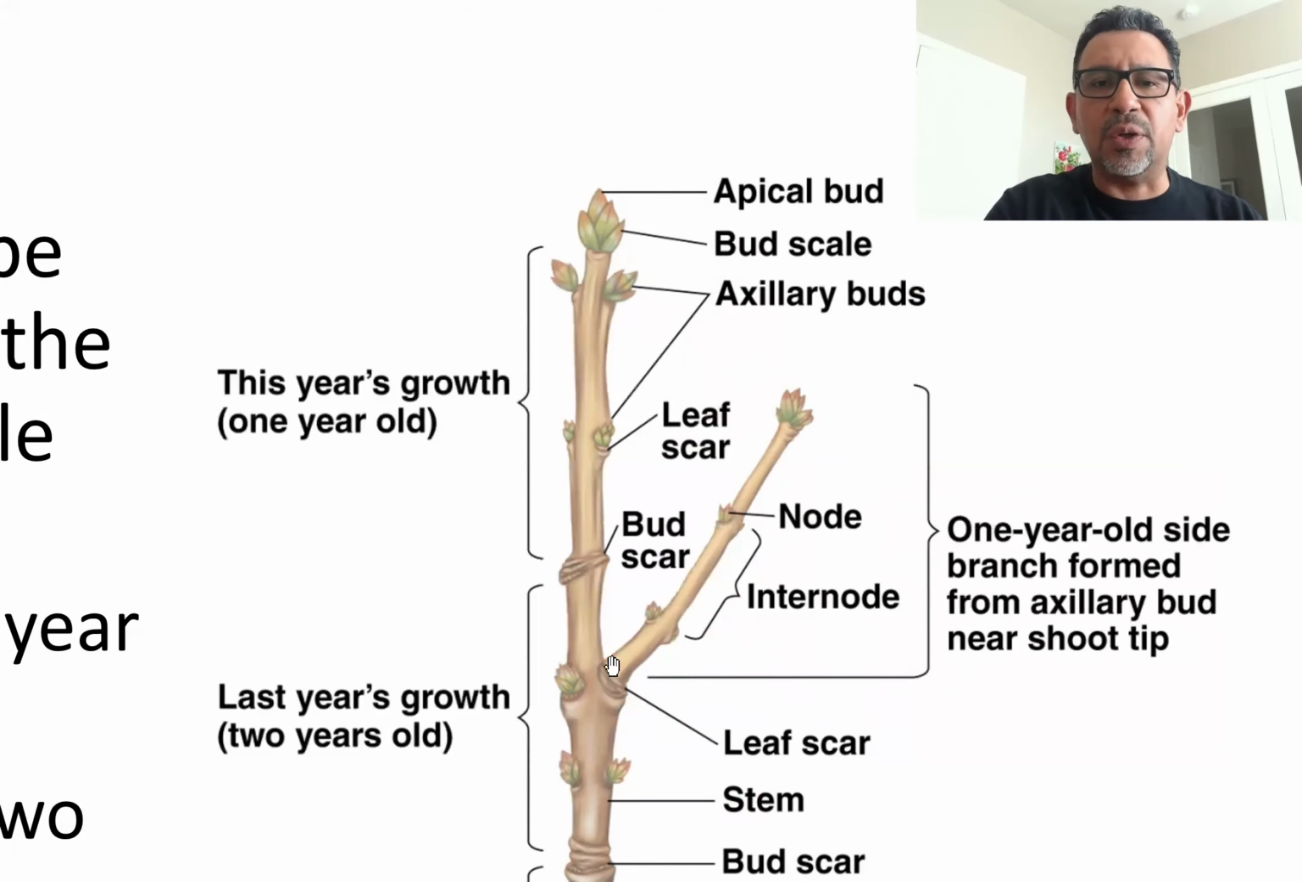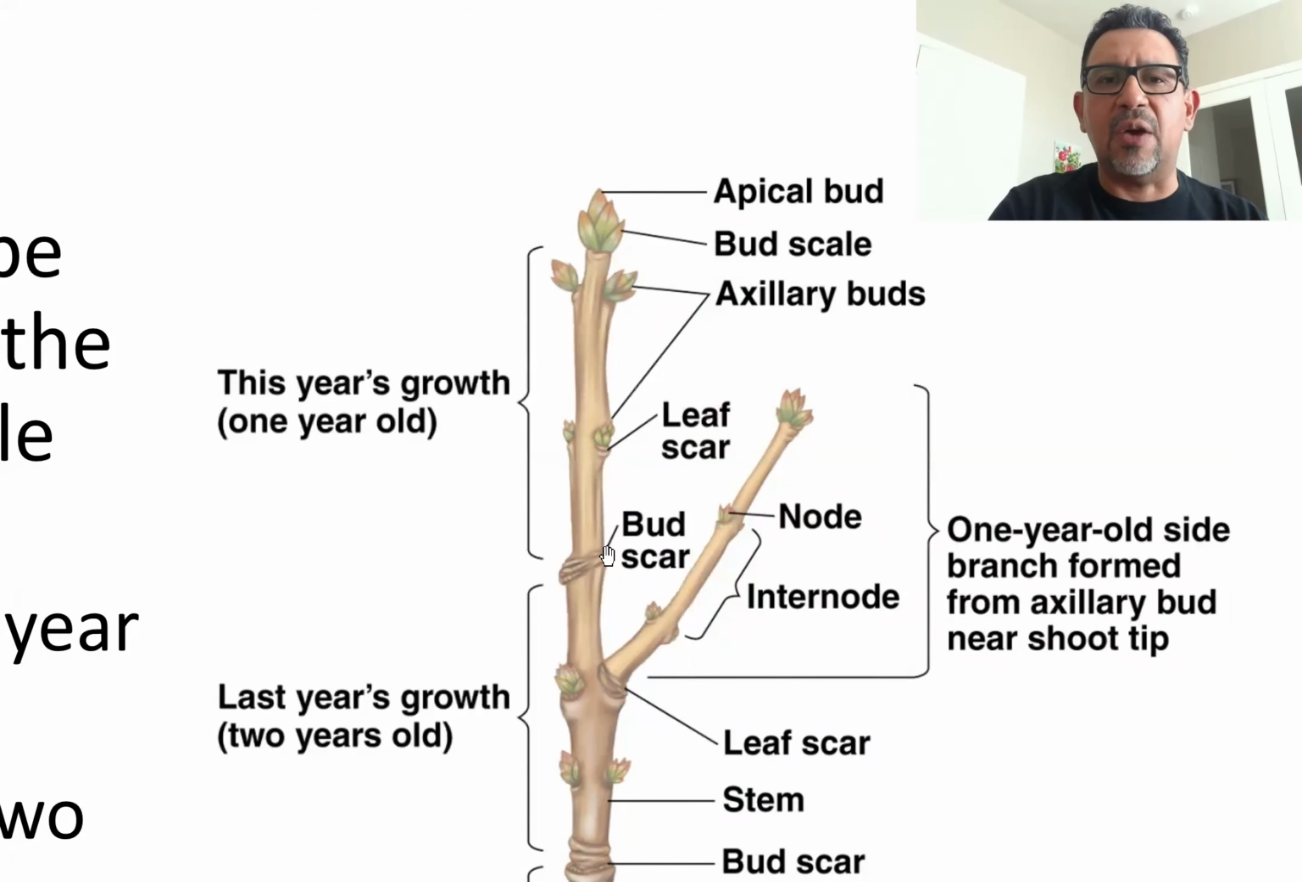So from node to node is going to be a region we call an internode. And this is going to be corresponding to what a plant can grow within a year. So you can see this bracket here, 1 year old side branch that is going to be originating from this axillary bud. There are also going to be bud scars on a stem. And there used to be maybe a whorl, like a circular arrangement of buds that existed the year before.